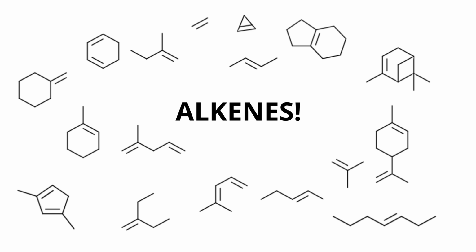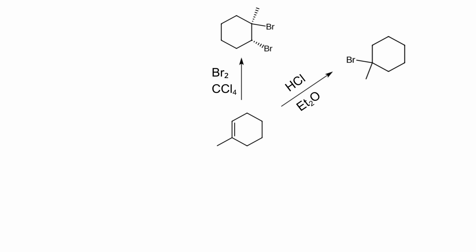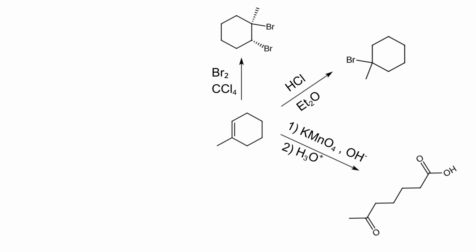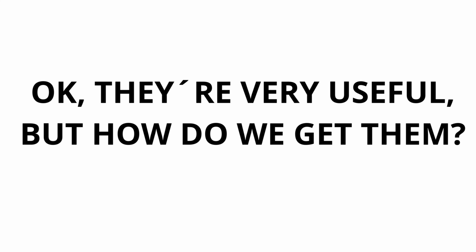Those are alkenes. A lot of reactions can be done on alkenes. For example, anti addition, Markovnikov addition, oxidation using potassium permanganate, epoxidation using meta-chloroperoxybenzoic acid, anti-Markovnikov hydration, and anti-Markovnikov addition, just to mention some. Okay. They are very useful, but how do we get them?